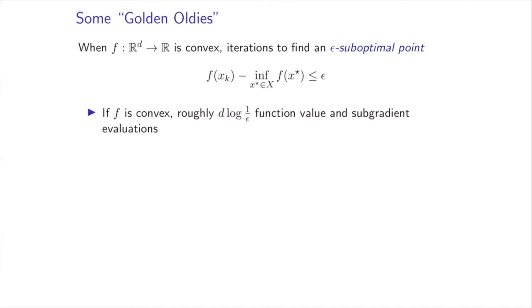So when f is convex, we have pretty solid knowledge of this. If we're just thinking of arbitrary convex functions, then roughly, if I want epsilon accuracy, d times log 1 on epsilon function value and subgradient evaluations are optimal. That's the minimax complexity if we're allowed to use the dimension.